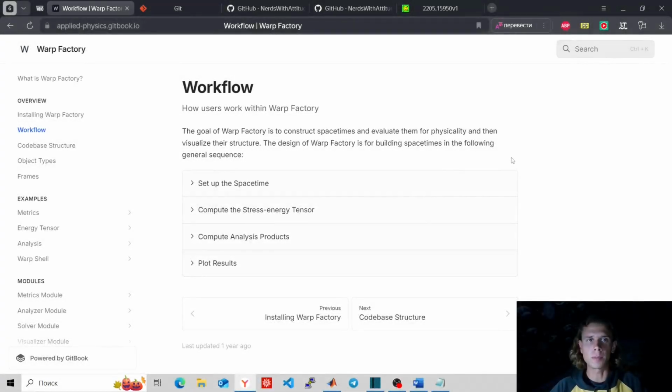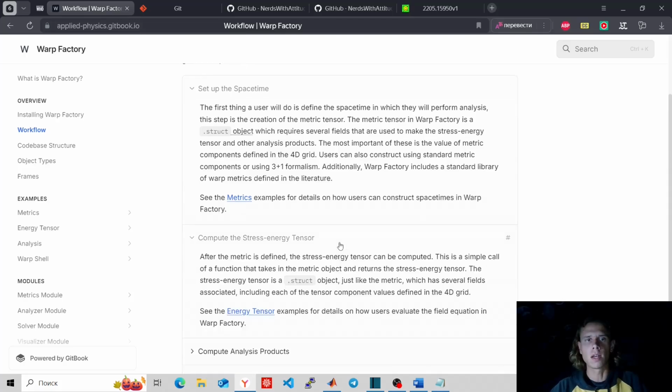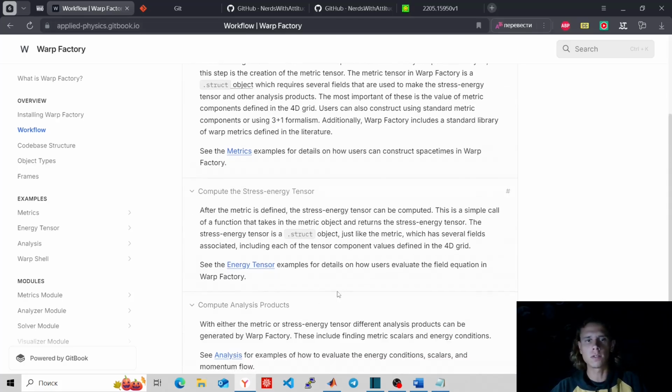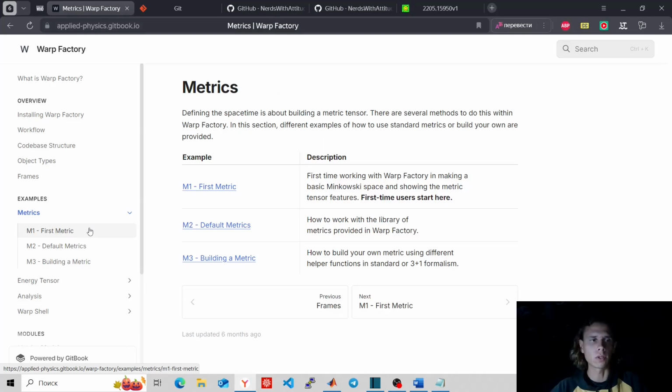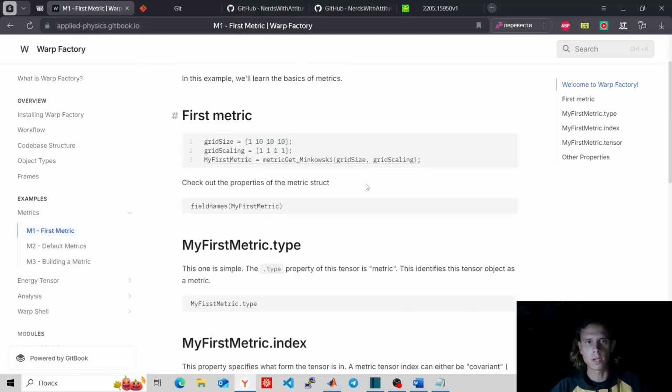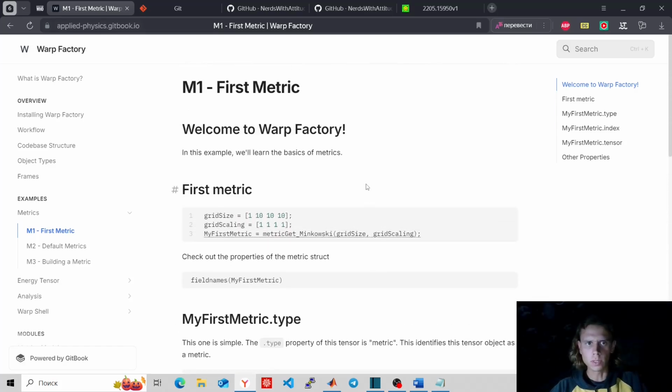First thing is the spacetime. As you can see, the goal of Warp Factory is to construct spacetimes and evaluate them for physicality and then visualize their structure. So first we need to set up spacetime, then compute stress energy tensor and do our analysis and also plot results. And let's take a look at the examples. So here is the process of constructing our first metric.